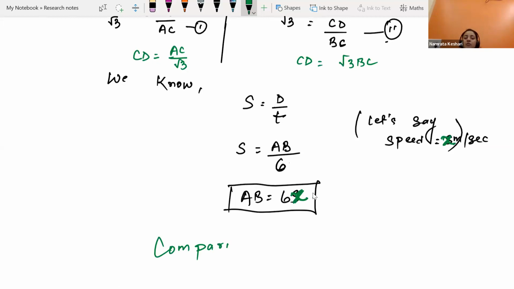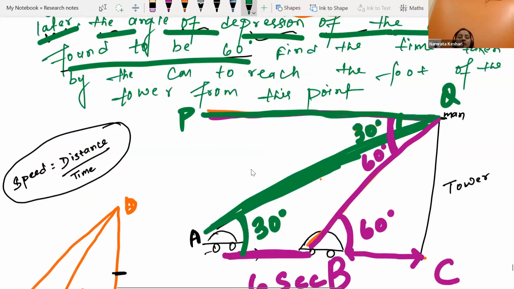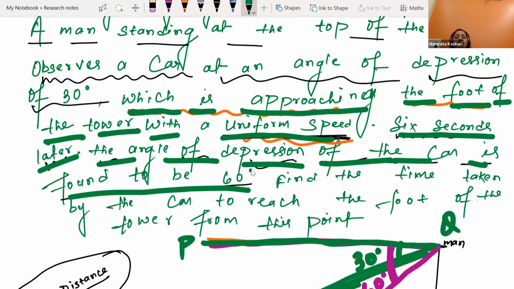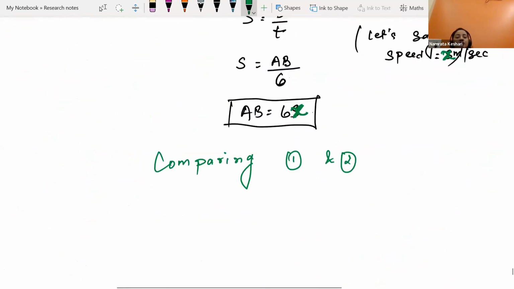Basically we are trying to solve the equations so that maybe we will get something. Do we want to find the distance BC? No. But at first if we get the distance BC, that is great. Later on, by using this distance, we will try finding the time by using the same speed, distance, time relation. BC is not asked in the question, but if we get it, we will use it to find the time. Read the question: find the time taken by the car to reach the foot of the tower from this point. From wherever the car is now, what will be the time the car will take to reach the foot of the tower? That time we have to find.